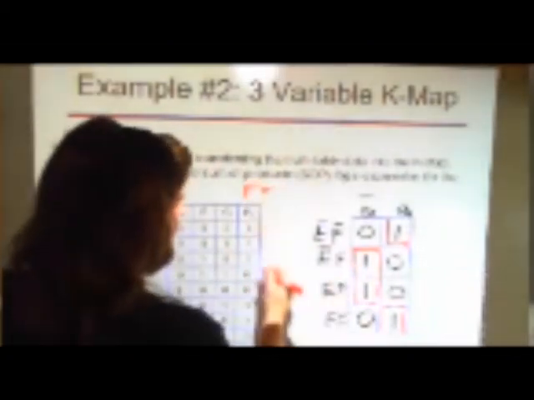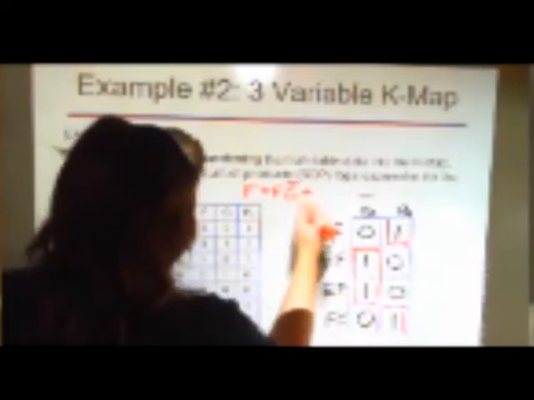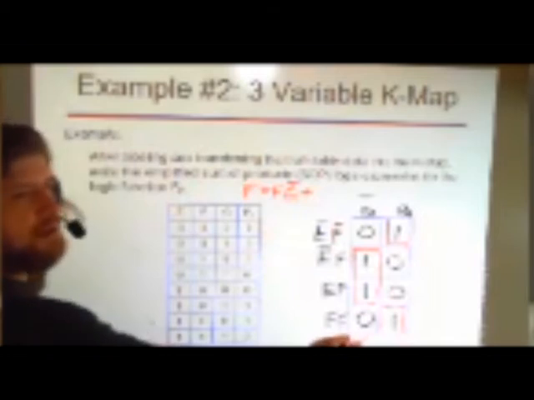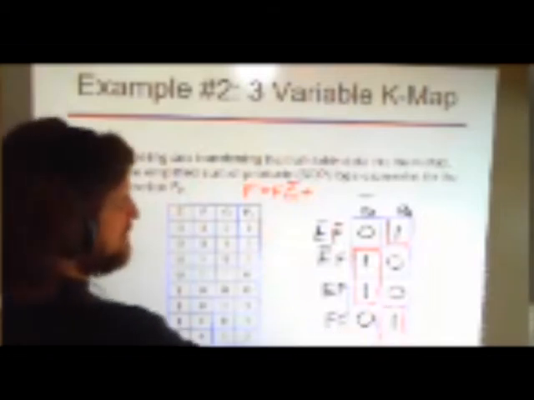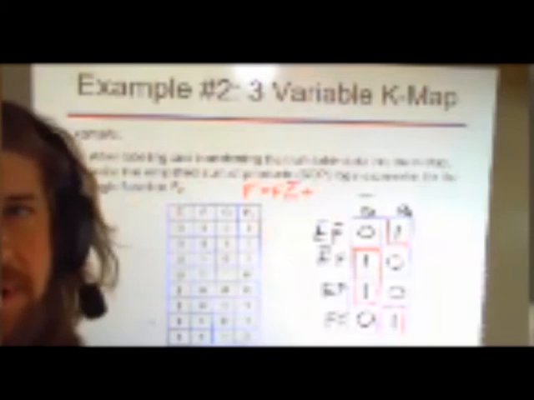So the first one gave us F G naught. And now the second one is going to wrap around. You're able to see the whole K-map, right? Like, is this cut off? A little, but you can still read it.